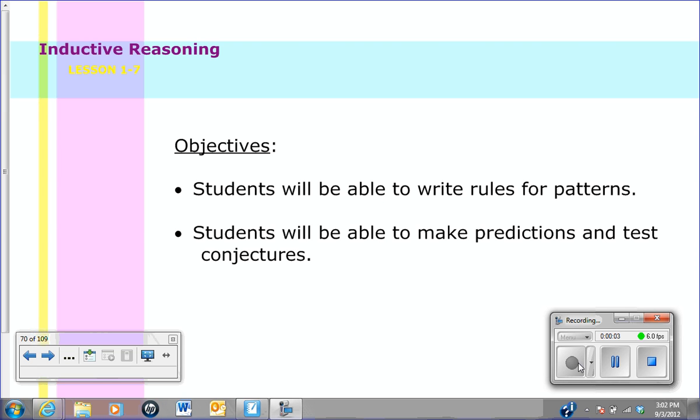Hello, and tonight in Lesson 1-7, we're going to look at inductive reasoning. But first, our objectives. Our first objective is that we're going to be able to write rules for patterns. And our second objective is that we're going to be able to make predictions and test conjectures.